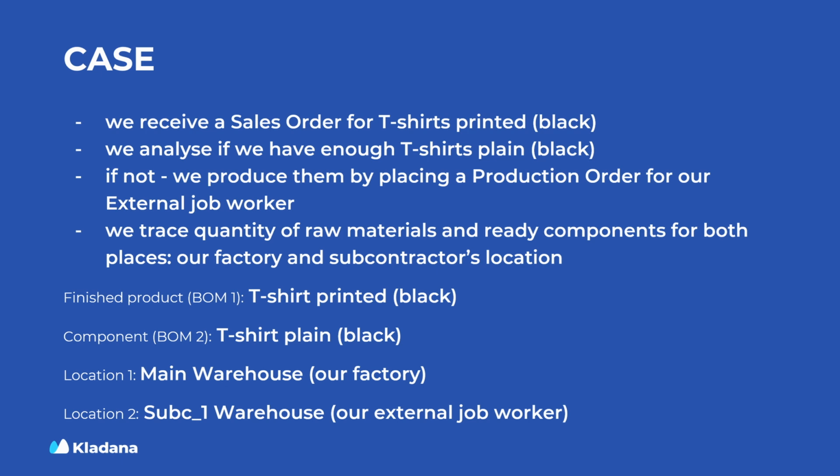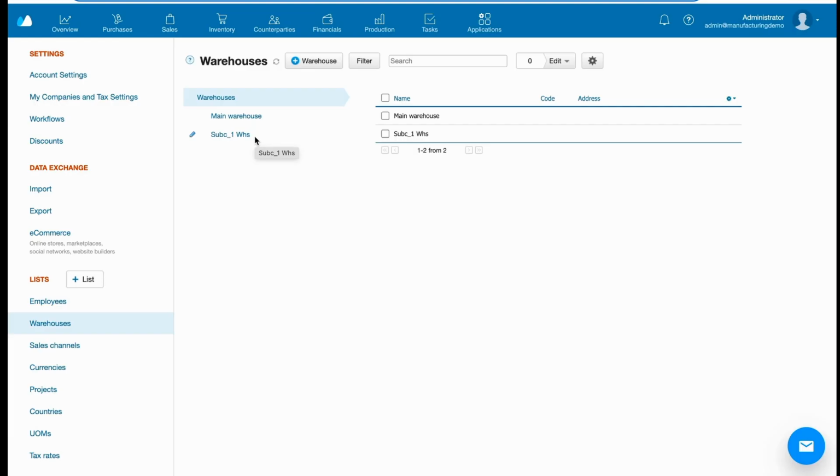When we receive a sales order from our customer or decide to produce to stock, we analyze if we have enough plain t-shirts. If not, we produce them by placing a production order for our external job worker and trace them. In Kladana, I made some preparations.